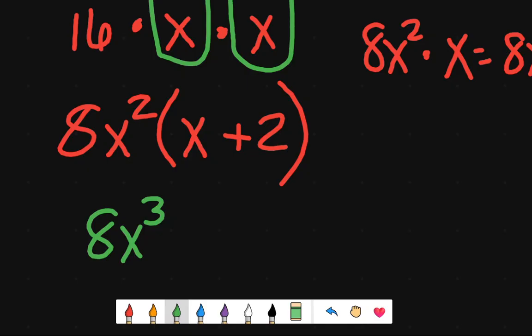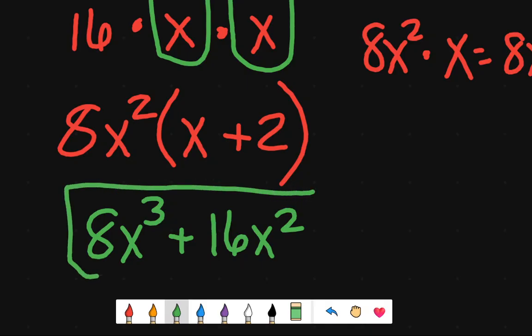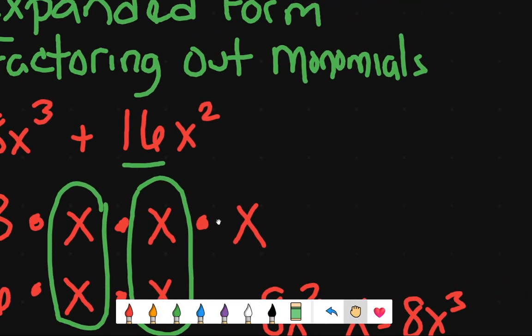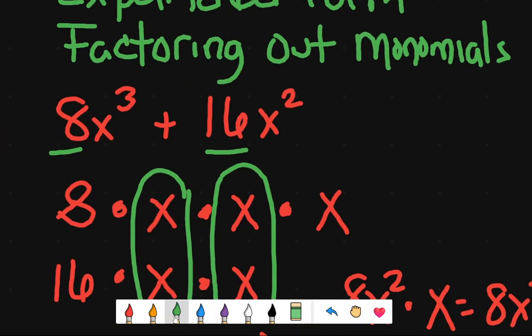8x squared times 2, we'll get 16x squared. Okay, now you want to check to make sure that's what we had in the original expression: 8x cubed plus 16x squared. Go back to it, and that's what we have right here. This is what we have right up here. So we know that we did it correctly. Okay.